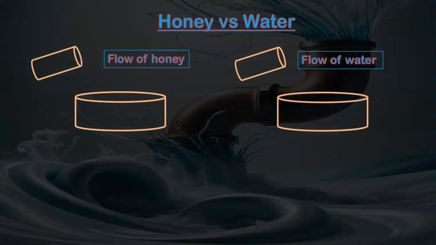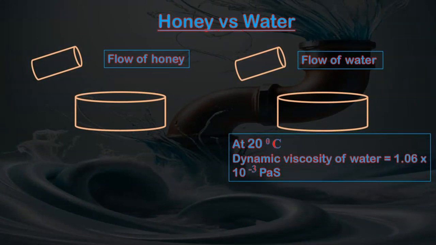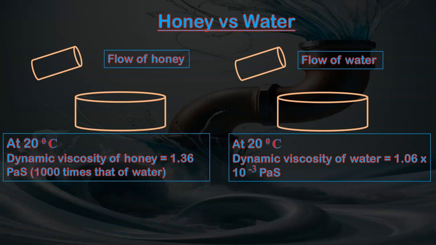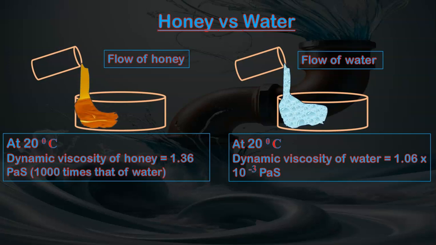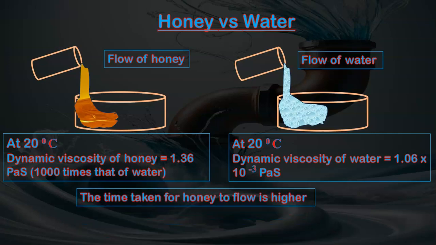Now let's compare the flow of honey versus that of water. At 20 degrees Celsius, the dynamic viscosity of water is 1.06 into 10 raised to minus 3 Pascal seconds. And at 20 degrees Celsius, the dynamic viscosity of honey is 1.36 Pascal seconds, which is 1000 times that of water. Hence, when we compare the flow of water with the flow of honey, honey takes more time. The time taken for honey to flow is higher than that of water.